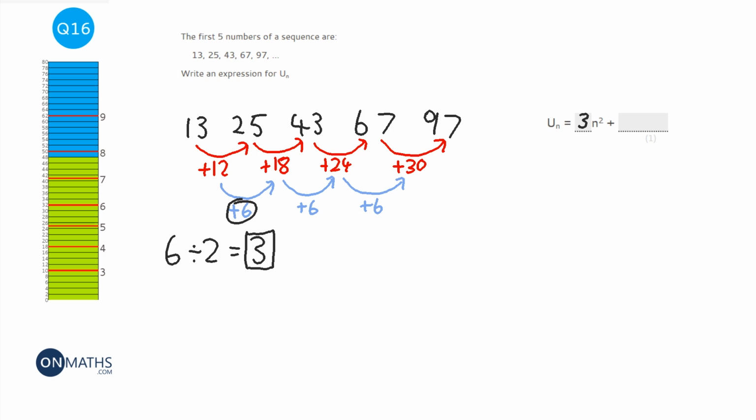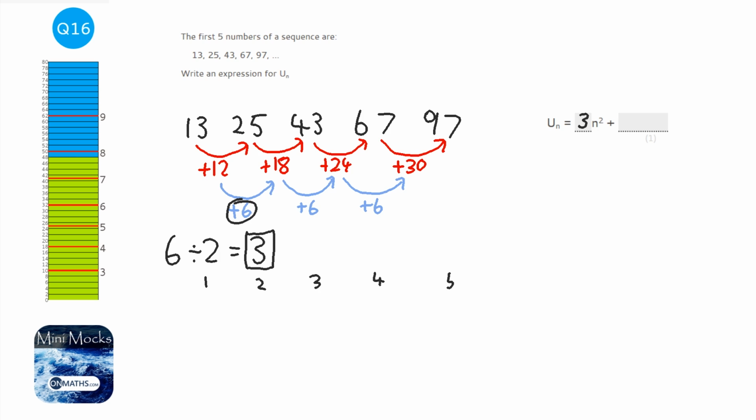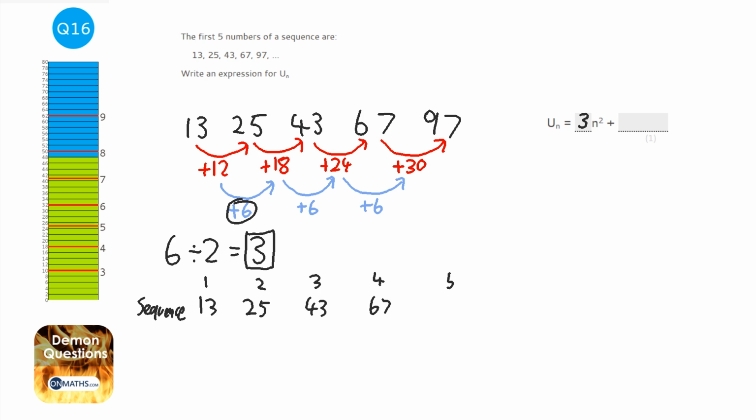Now the problem is we don't know what else we need. What we need to do is write out the sequence 3n squared. So let's number the terms. So we've got the first term, second term, third term, fourth term, and fifth term. And so we've got our sequence, which is, I'm just going to copy this out again, 13, 25, 43, 67, and 97.